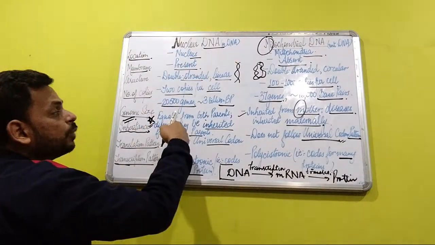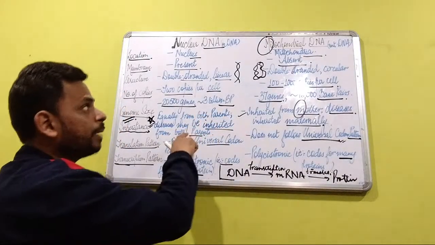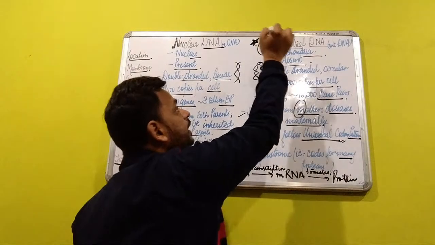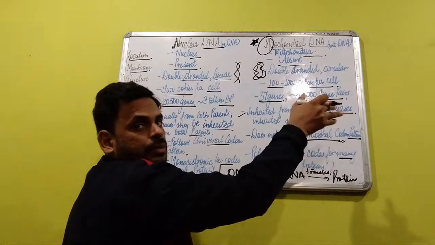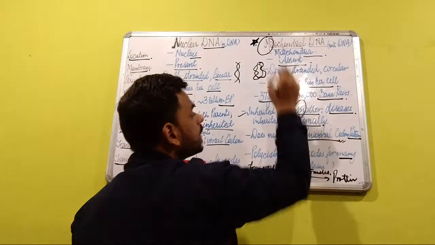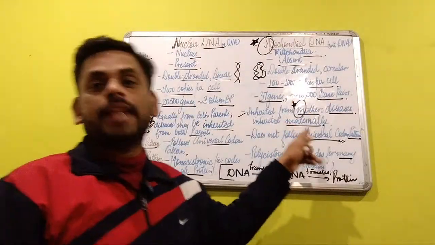So the striking, distinguishing, very important fact that I need to emphasize is that nuclear DNA is equally derived from both the parents, and the diseases are inherited from both the parents. But the mitochondrial DNA, the M of mitochondria, you can relate to this, is inherited from the mother. So the mitochondrial DNA is always inherited from the mother, and the diseases are inherited maternally.